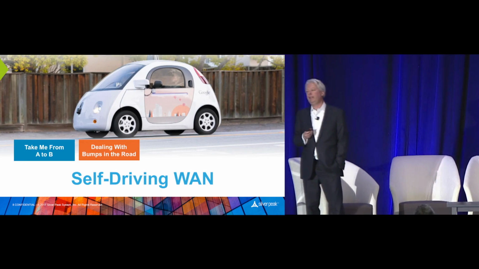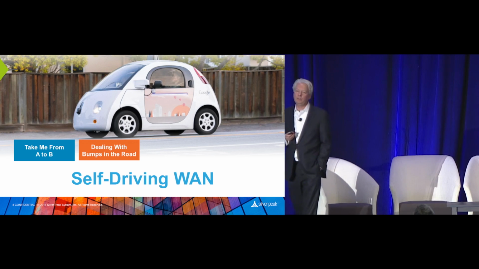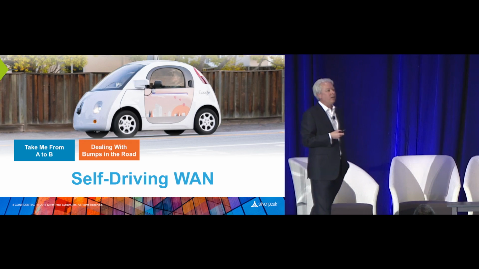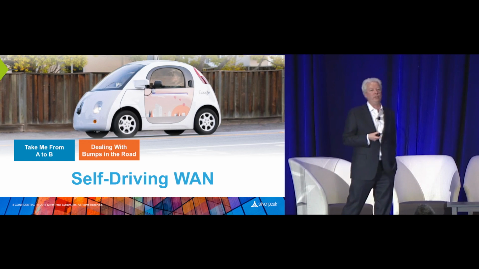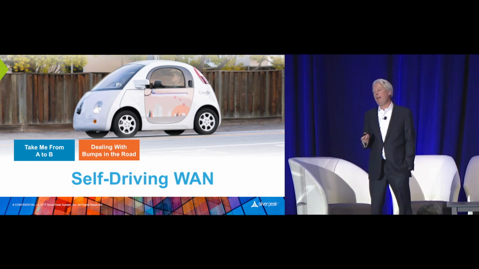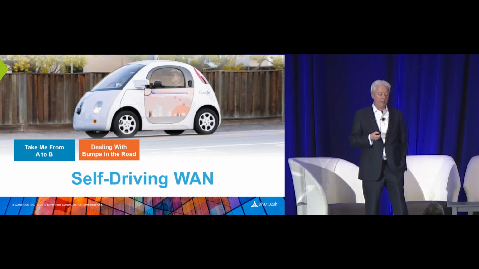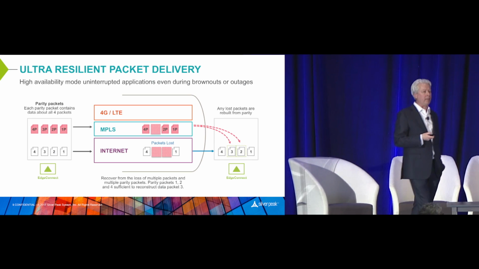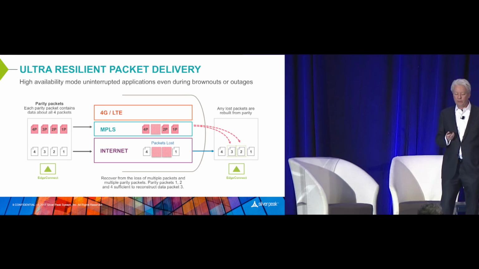Another thing that a self-driving car has to deal with is bumps in the road, unanticipated things going on, pedestrians running out in front of you. Same thing in a WAN. We've got to be able to deal with unanticipated consequences. Things like packet loss and latency, brownouts, and so on.